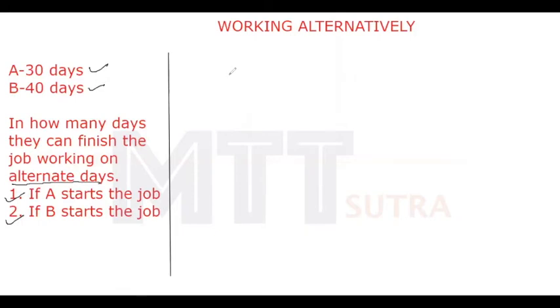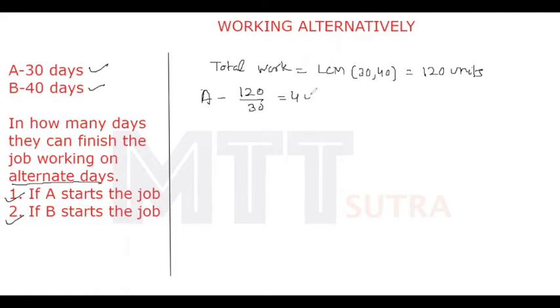Here 30 days, 40 days. So I can assume total work is the LCM of 30 and 40. Let's take it as 120 units. If 120 units is the total amount of work, how much work is done by A in one day? That is 120 by 30, 4 units. And by B, 120 by 40, 3 units.